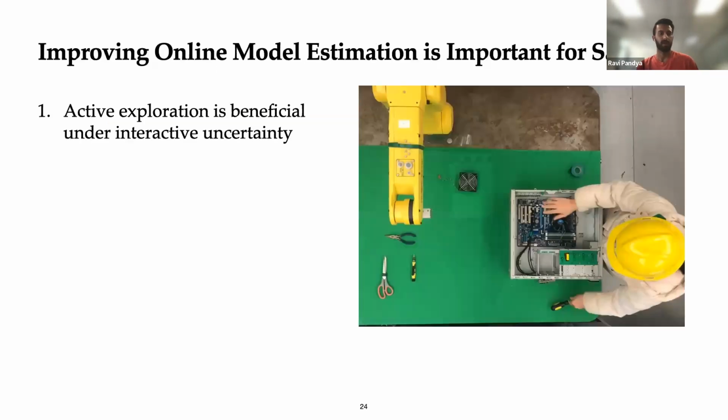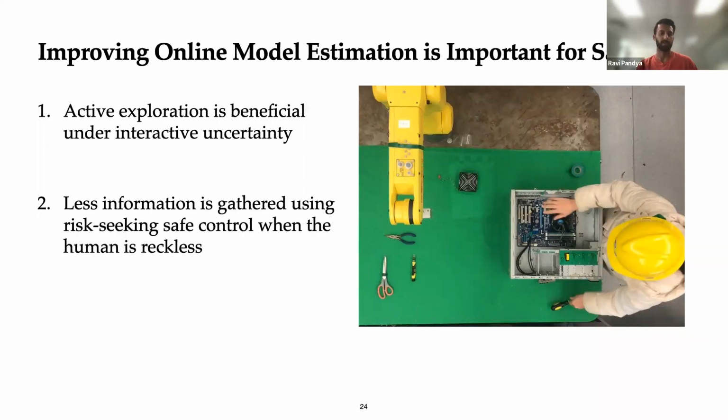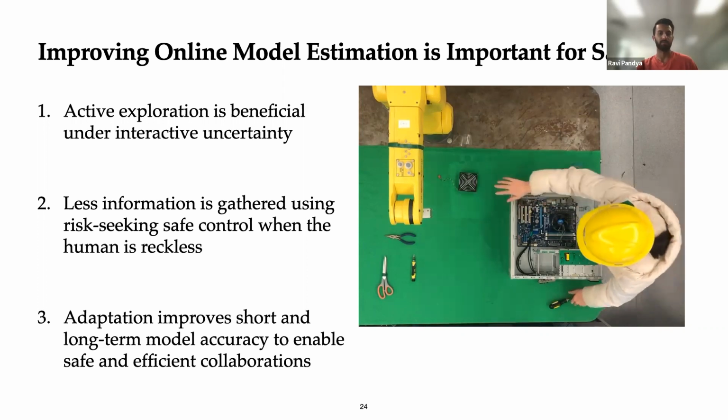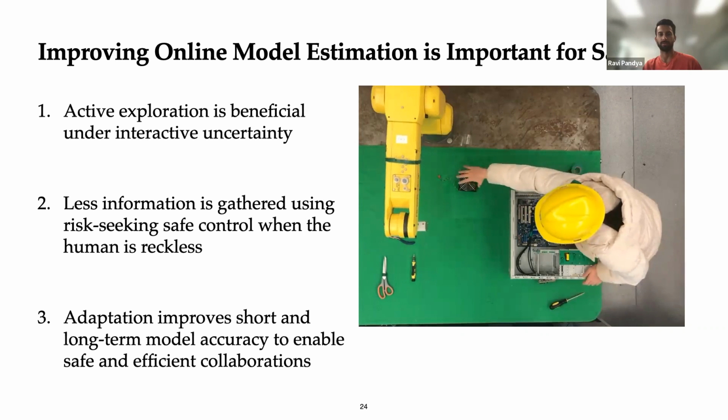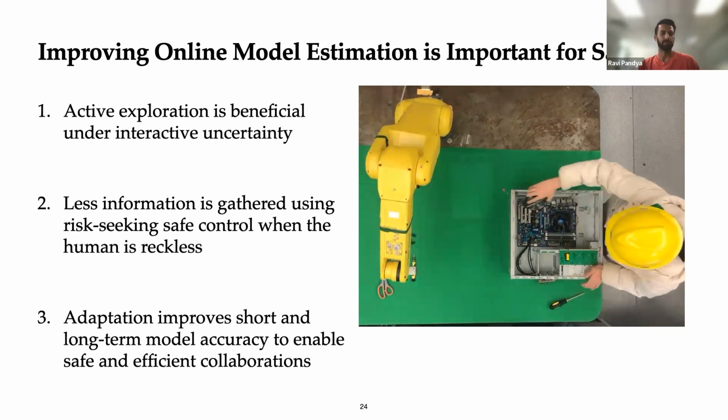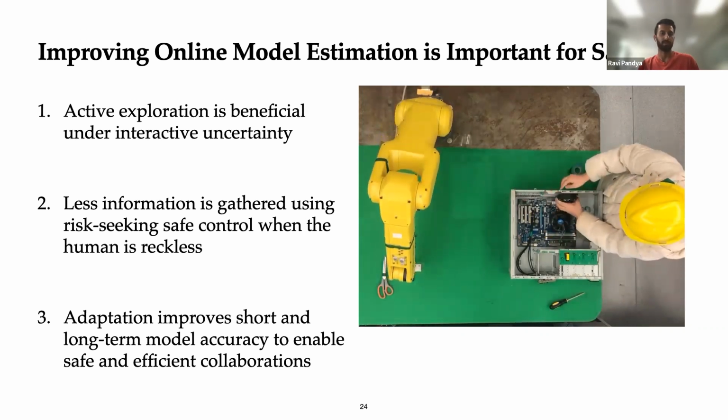This work tells us that active exploration is beneficial when the robot has interactive uncertainty, less information is gathered using risk-seeking control if the human is reckless around the robot, and that adaptation will improve both immediate error and model accuracy, regardless of the risk preference, to enable safe and efficient collaborations like we see here.